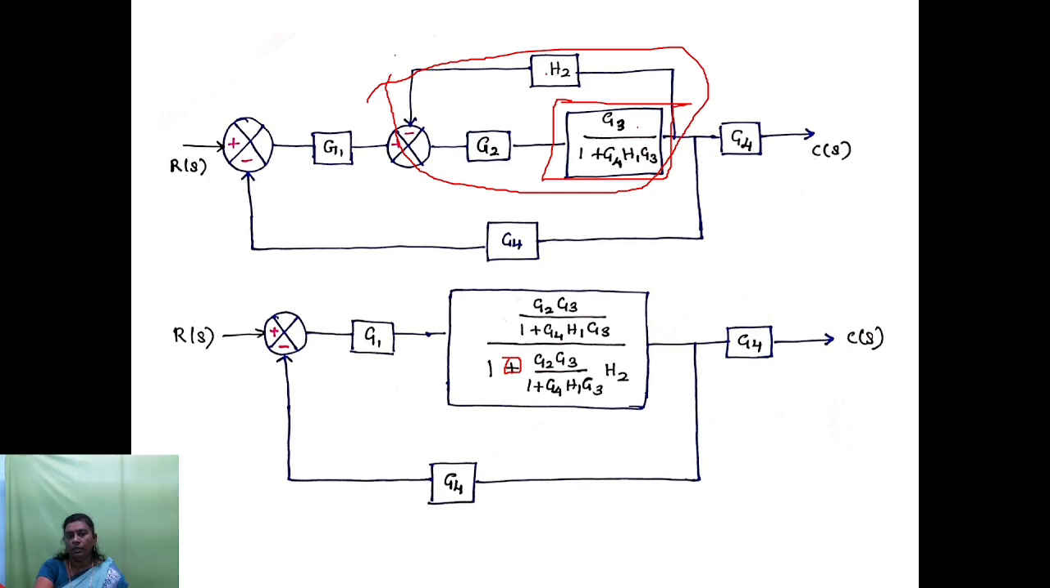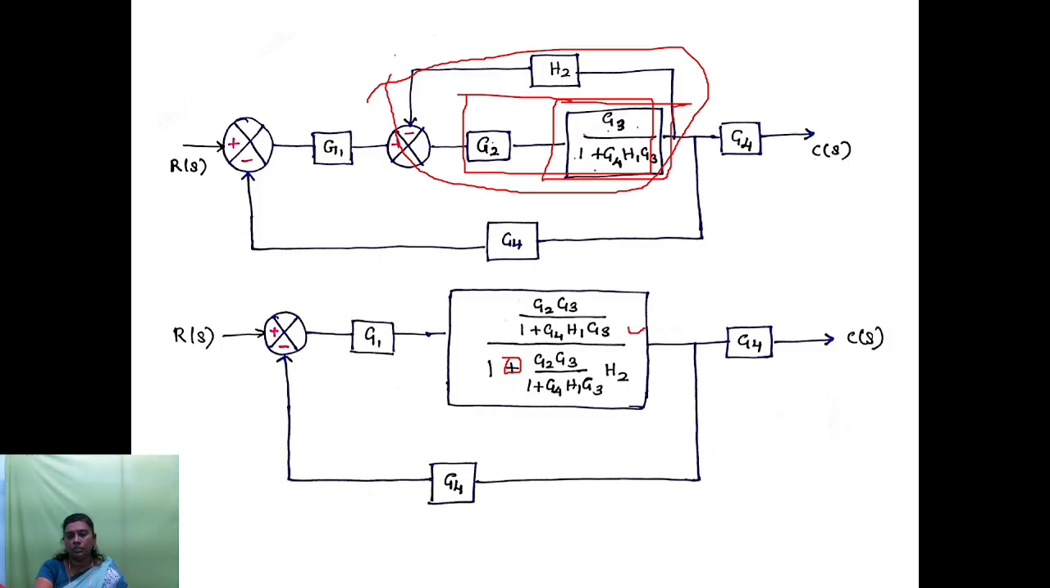So I have reduced it. You can make these two blocks a single block. How? These two are in series, in cascade. So you can multiply G2 G3 divided by 1 plus G4 H1 G3. Okay, so this is the function going to be present in the single box. Now this block and this block form a feedback path, so you have to apply the negative feedback formula, so that it will be reduced like this.